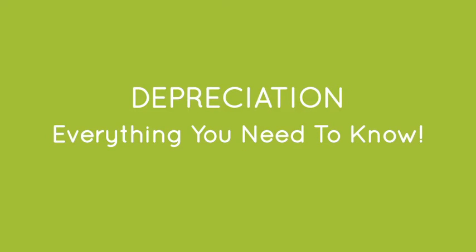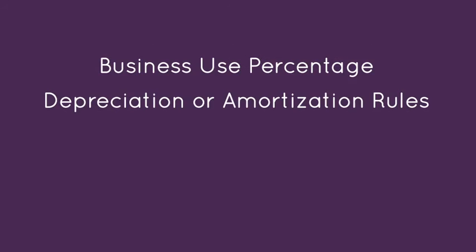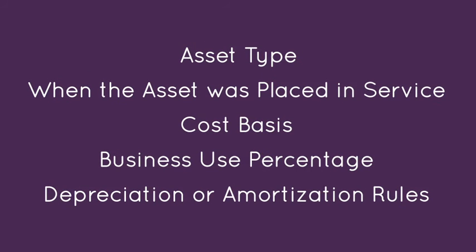In this talk, I'm going to go over depreciation expense. So first, depreciation is calculated based on the following criteria of the asset: the type of asset it is, when the asset was placed in service, the cost basis, the business use percentage, and the depreciation rules that apply.